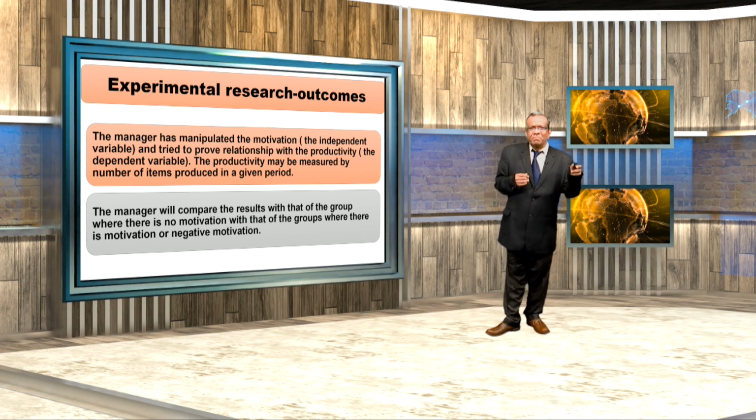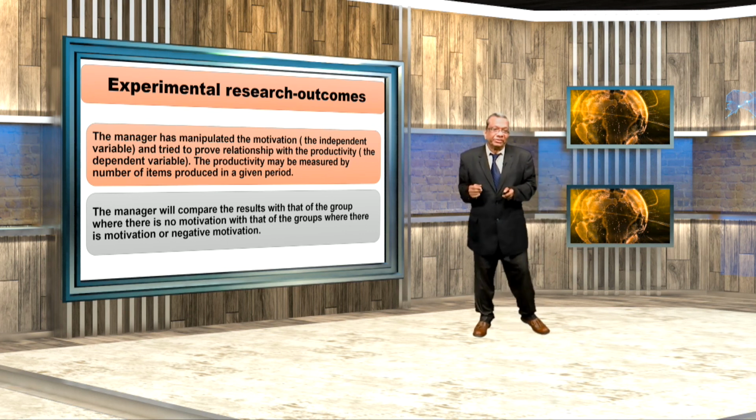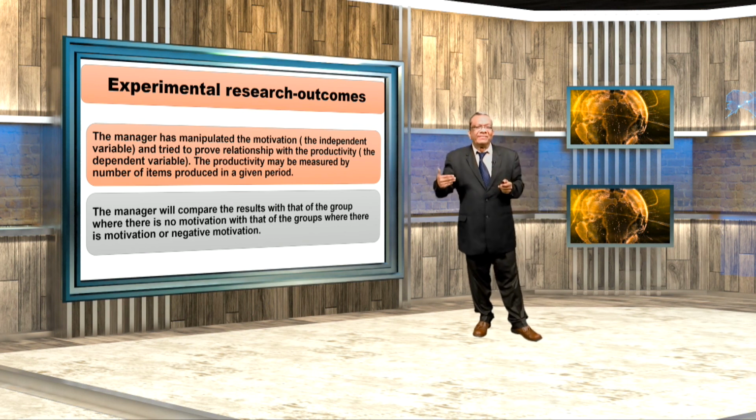The manager will compare the results of the group with no motivation with those of the groups with positive motivation or negative motivation. So he compares those results and then comes out with his finding. And this is experimental research.